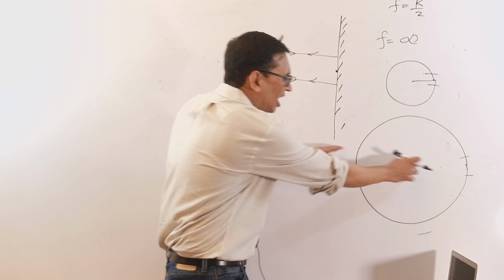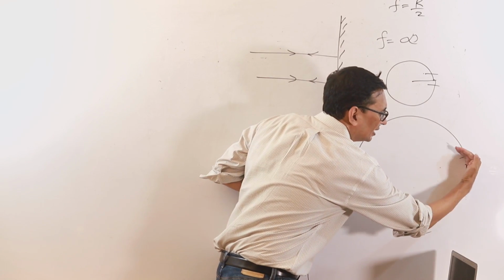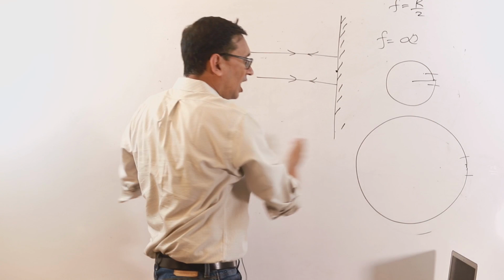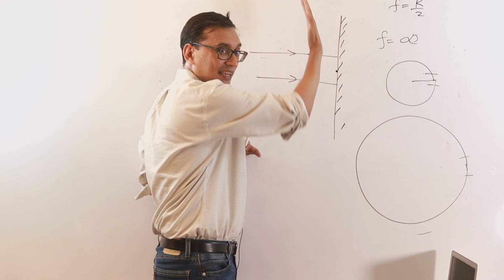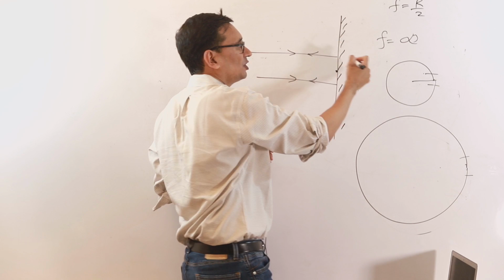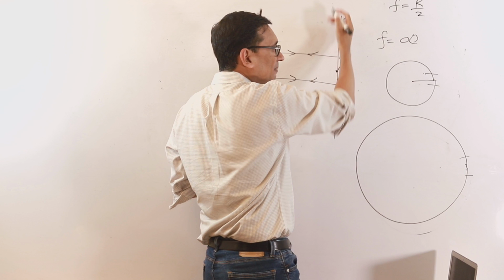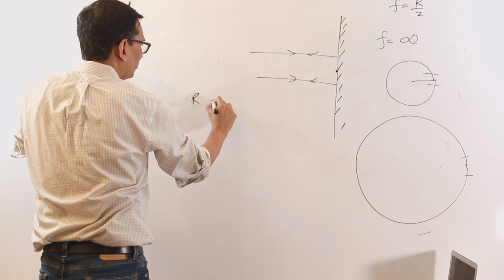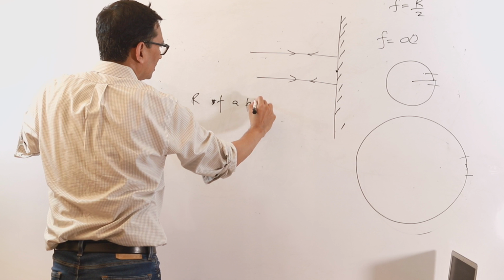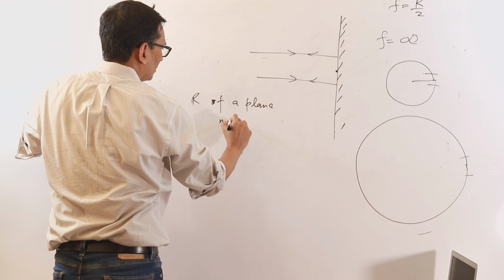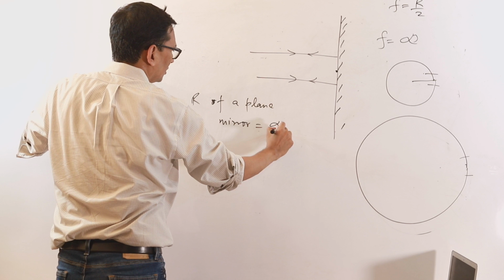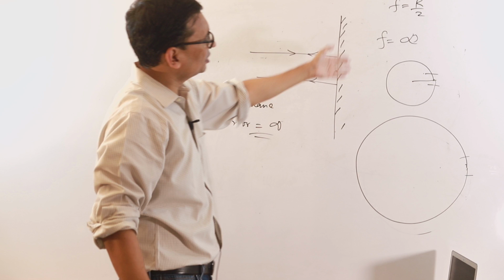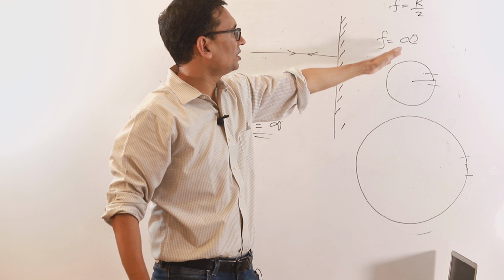Now if I make R bigger and bigger, what will happen? So it starts from here, then it will start flattening out, flattening out, flattening out. If I make R infinity, it will become a perfectly plane mirror. So the radius of curvature R of a plane mirror is equal to infinity, right? And we can see that here also this relationship holds. The focal length is equal to infinity and R is also equal to infinity.